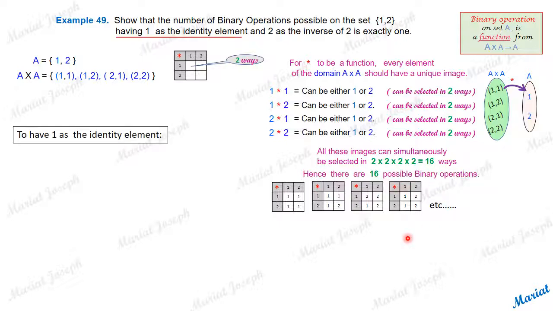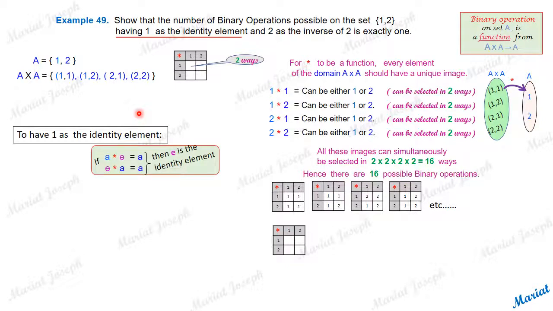Now, our question is to check how many of these binary operations will have these conditions given to us, having 1 as the identity element. By the way, what is an identity element? The definition of identity element is the element E will be called identity element if A star E is equal to A and E star A equal to A for every A of the set given to us. That means 1 star E should be equal to 1. We want the E to be 1, identity element to be 1.